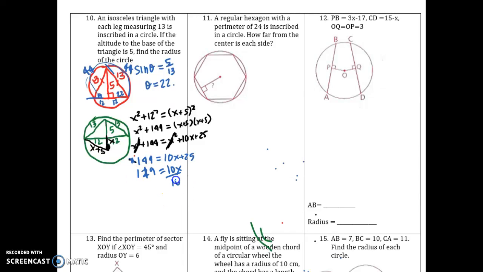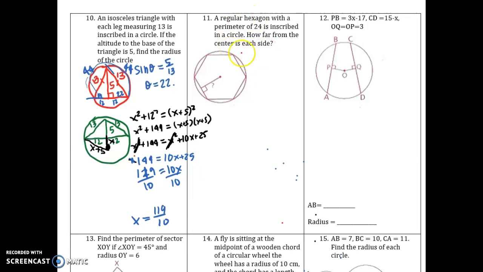Then divide both sides by 10. So x should equal 119 over 10, or you could say like 11.9. So that was kind of rough. Again, there won't be one like that on your test.